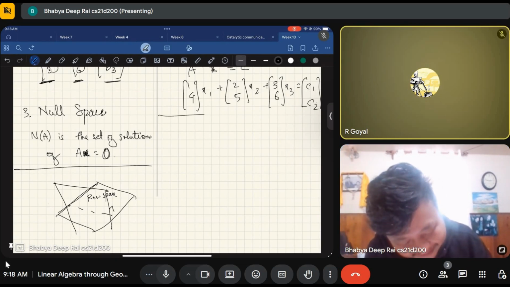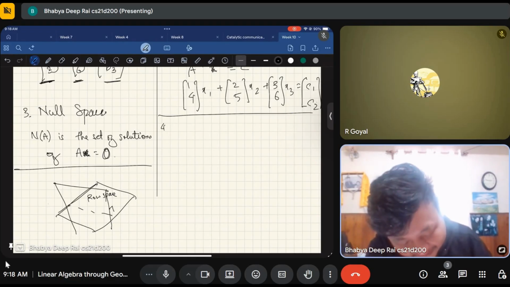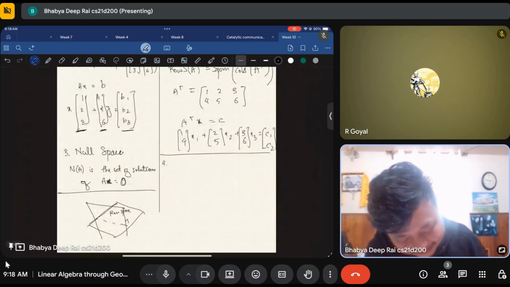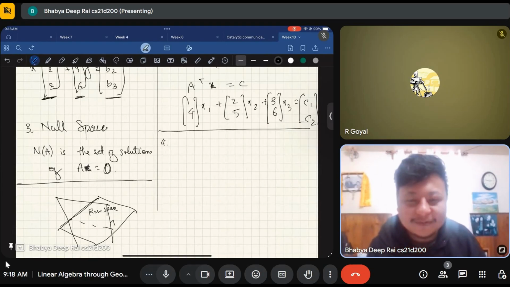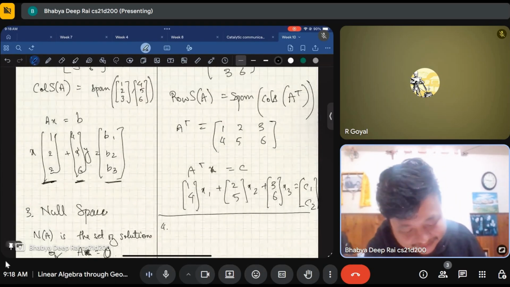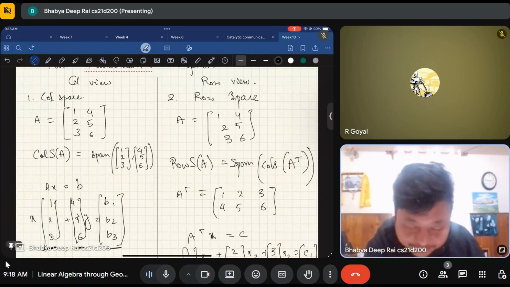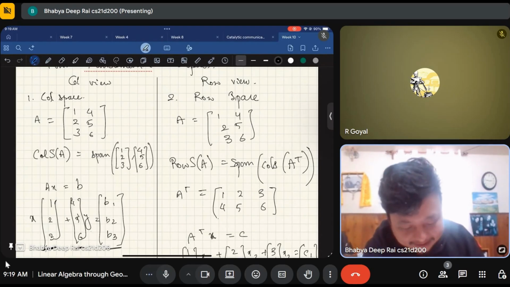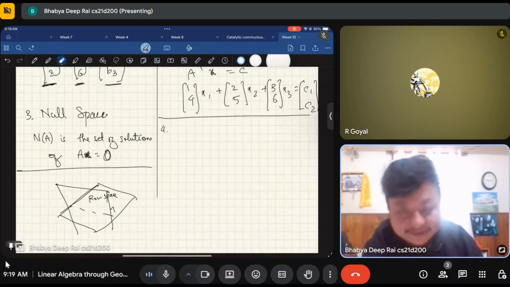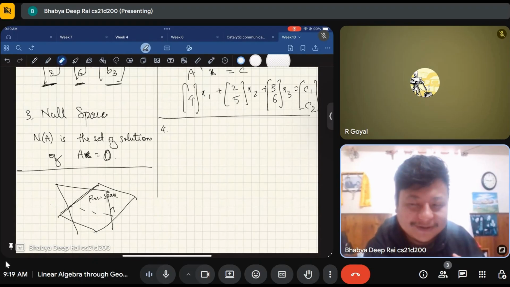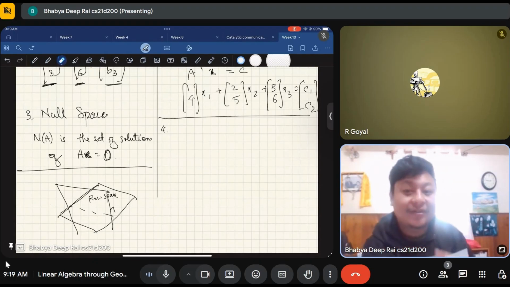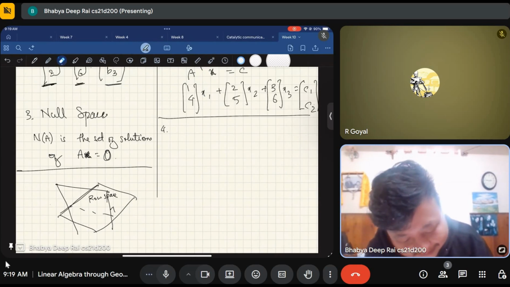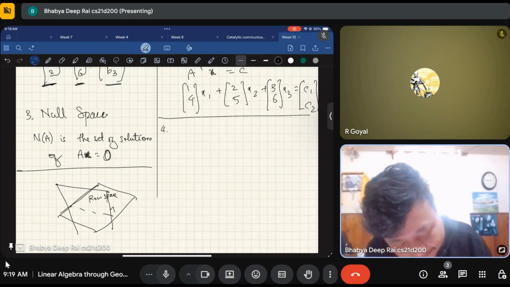The relation here is that, after this, the most natural question to ask is: we talked about the column space, we talked about the column space of the transpose, and we talked about the null space. Now the most natural thing would be to talk about the null space of the transpose. This is what is called the left null space.